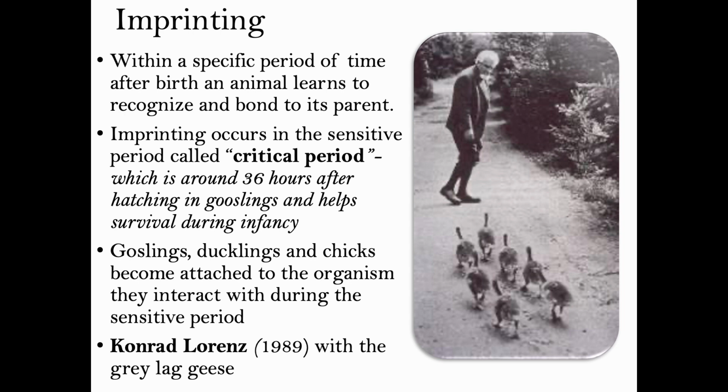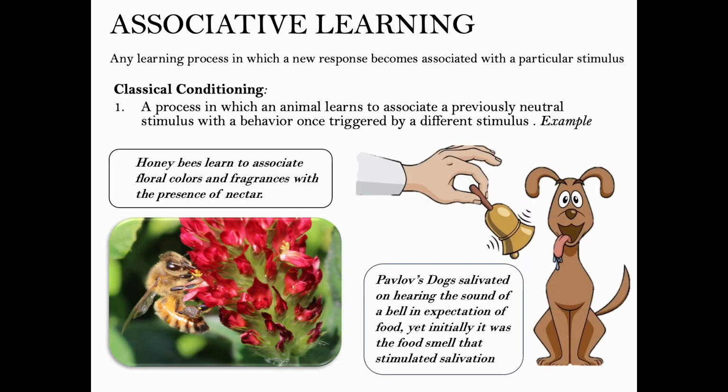Another type of learning is associative learning. Associative learning is any learning process in which a new response becomes associated with a particular stimulus. So, for example, when you begin associating a bell with food, food is a meaningful stimulus. All of us are stimulated. Food is a good stimulus, it does not need help.